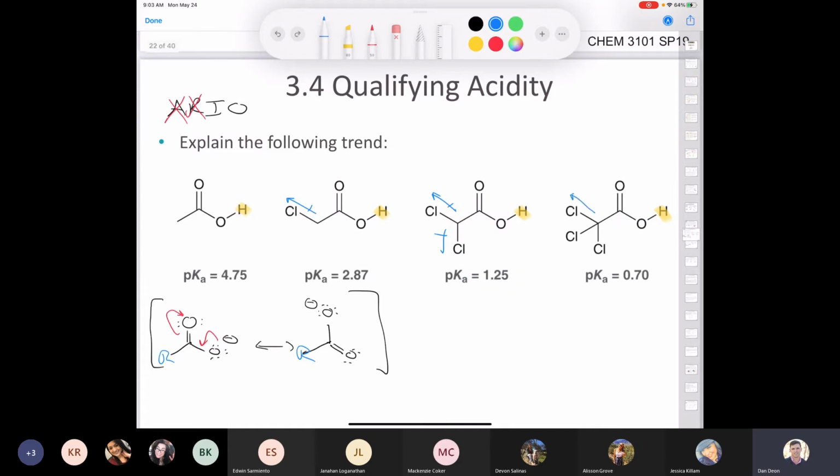And then once you put in three chlorines, then you've got something. Three inductive effects. So you're getting something that's even more acidic.